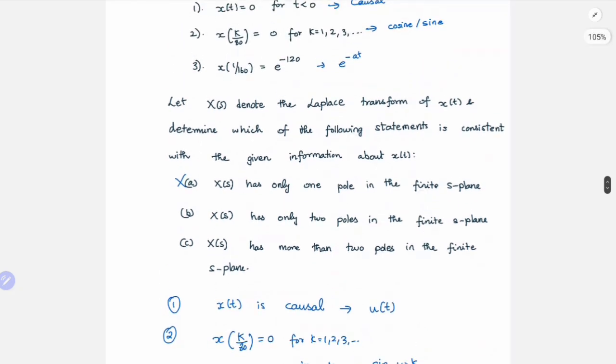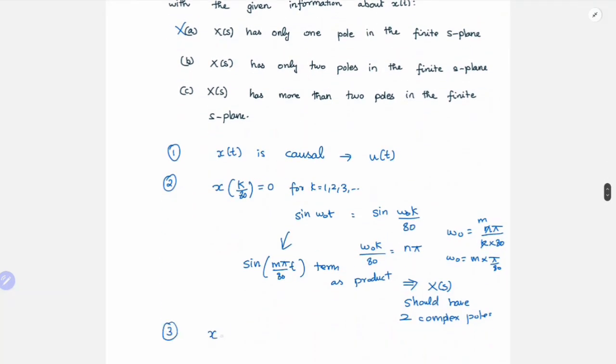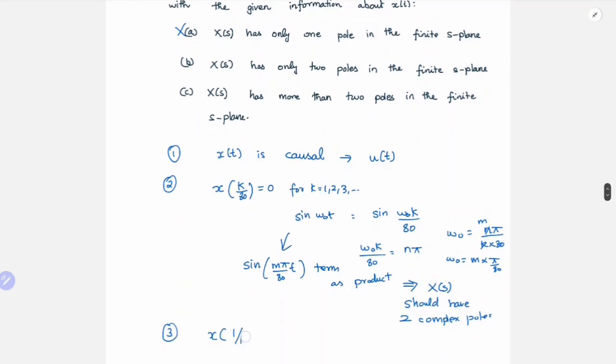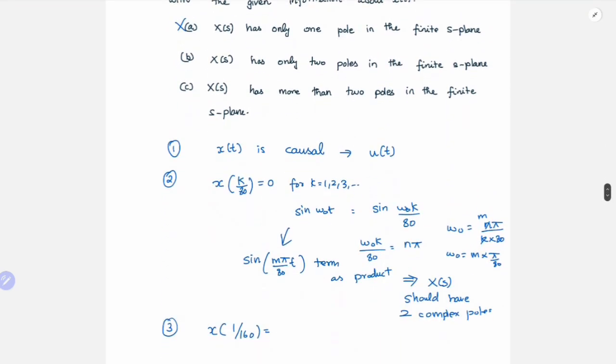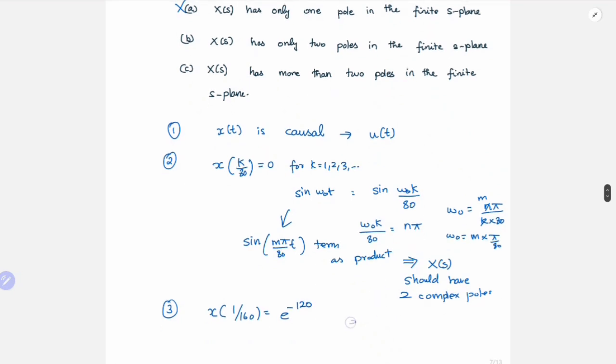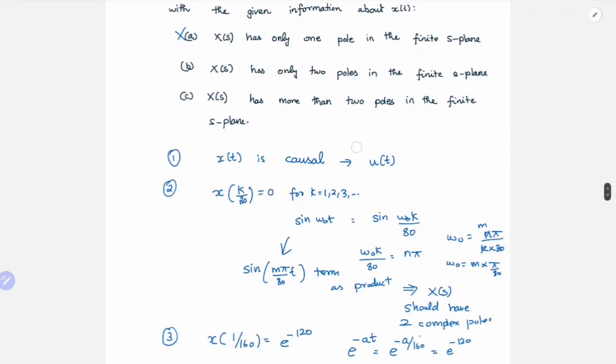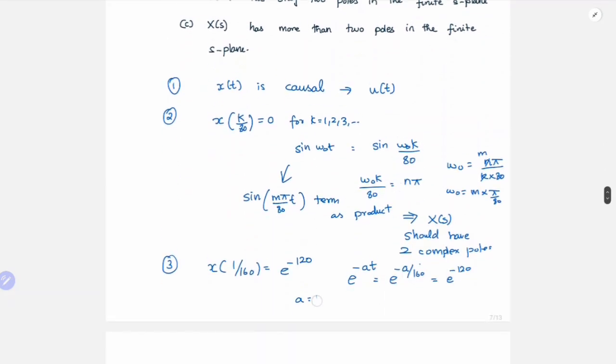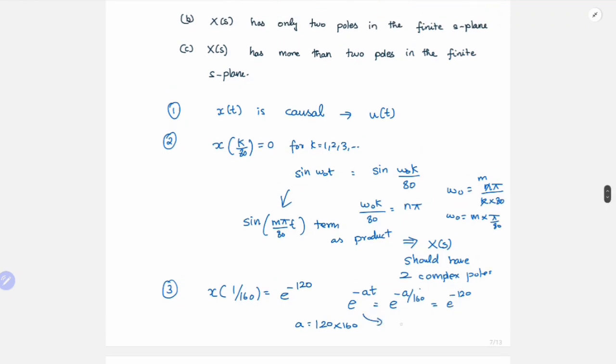Then they also given in the third, my x of 1 by 160 is equal to e power minus 120. So what it means, if I have something like e power minus a t, at 160 I will have e power minus a by 160. This is equal to e power minus 120. So my a will be 120 into 160, right? Some pole. But this also corresponds to another additional pole apart from this. One additional pole.